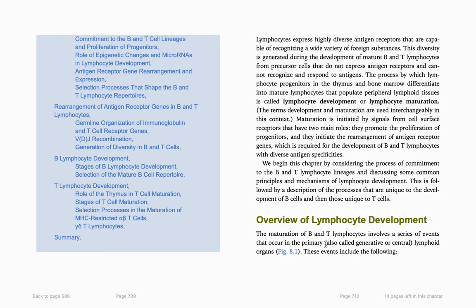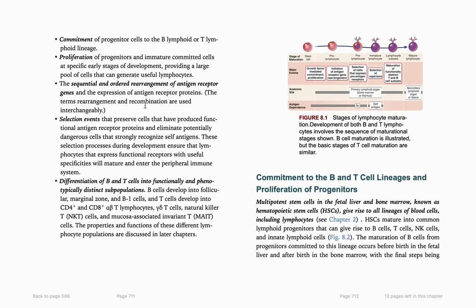The maturation of B and T lymphocytes involves a series of events that occur in the primary, also called the generative or central lymphoid organs. These events include the following. First, commitment of progenitor cells to the B lymphoid or T lymphoid lineage. Then proliferation of progenitors and immature committed cells at specific early stages of development, providing a large pool of cells that can generate useful lymphocytes. Then the sequential and ordered rearrangement of antigen receptor genes and the expression of antigen receptor proteins.